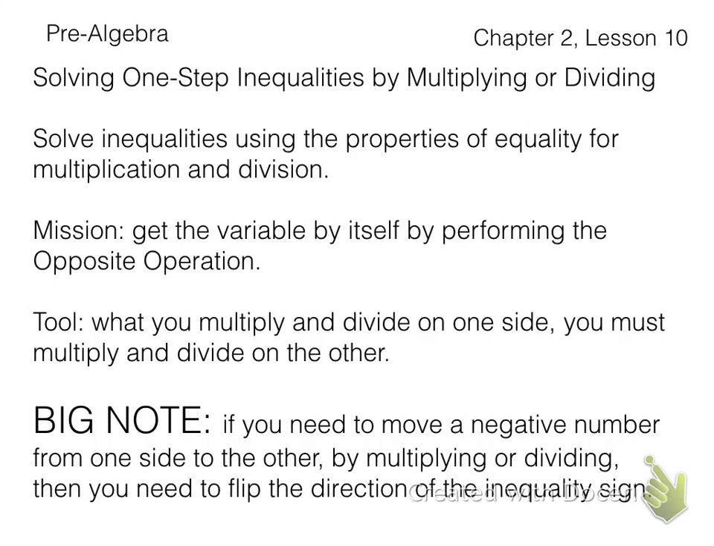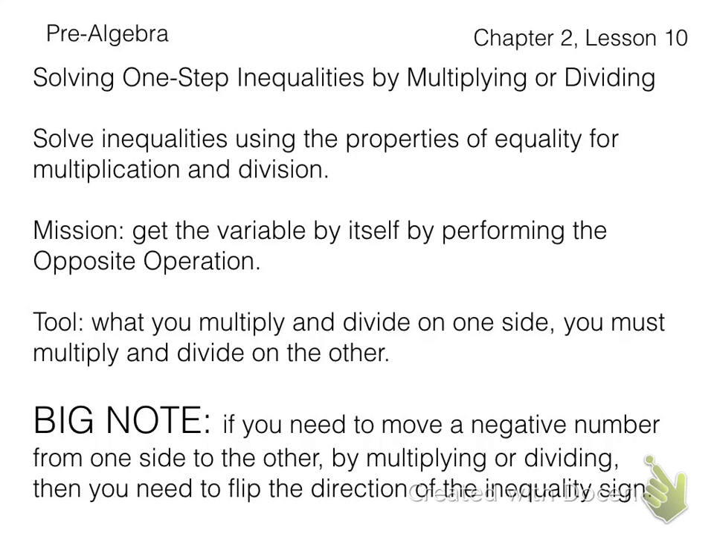All right, on to math. Solving one-step inequalities by multiplying or dividing. Solving inequalities using the properties of equality for multiplication and division. Basically, you're trying to get the variable on one side and everything else on the other. And to do this, you're going to perform the opposite operation to get things away from the variable.